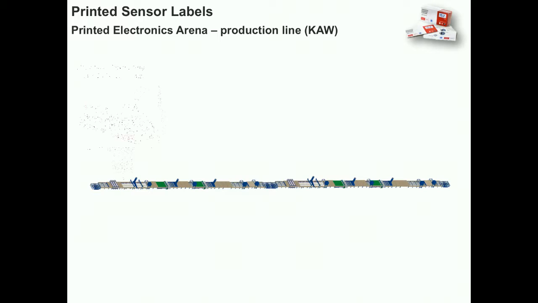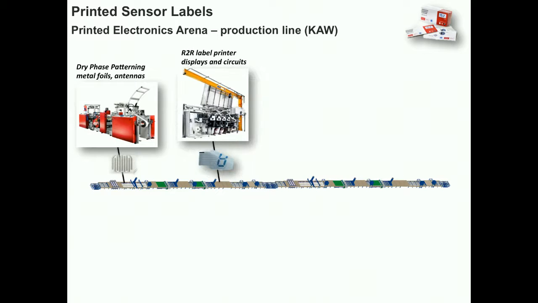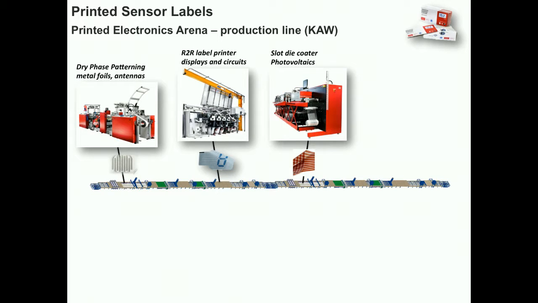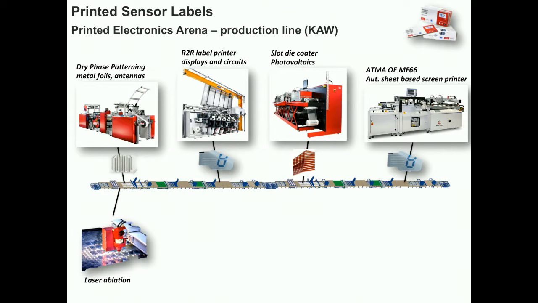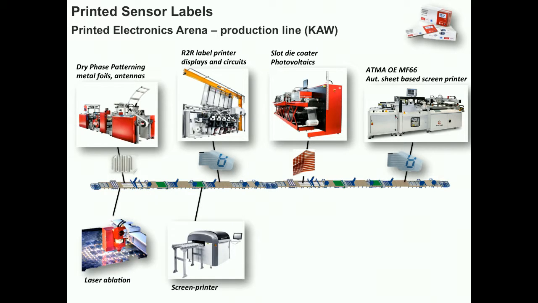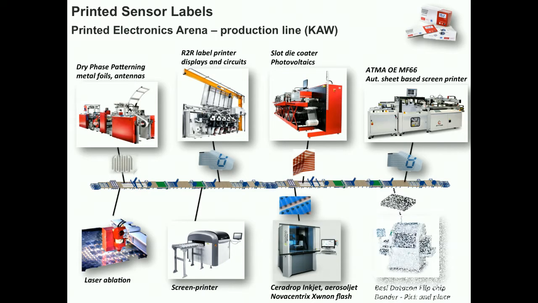So we are producing these labels in a recently established facility where we have different kind of tools, not lined up though, but different parallel tools with a total capacity of 5,000 to 10,000 electronic sensor labels per hour. That's what we can produce in this.